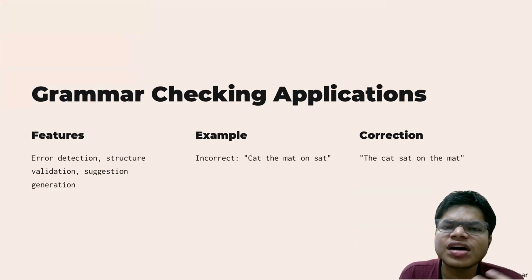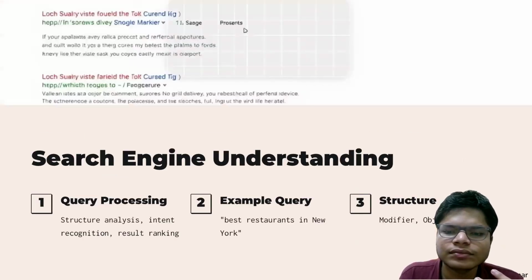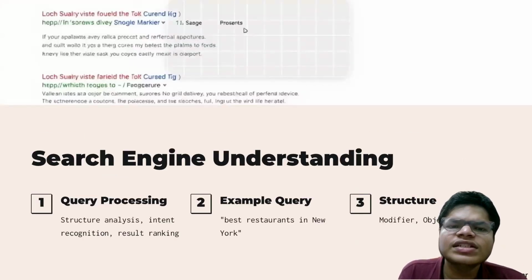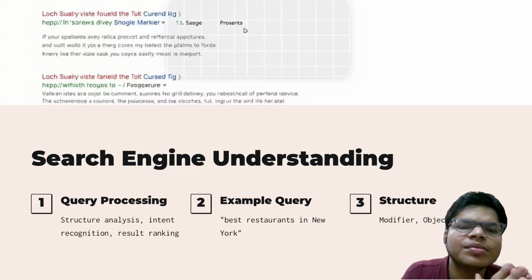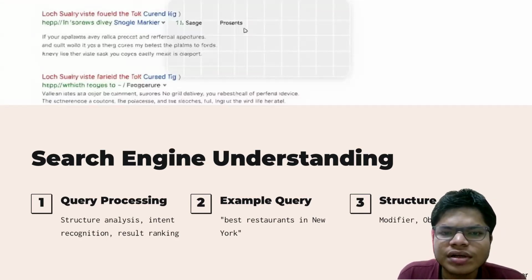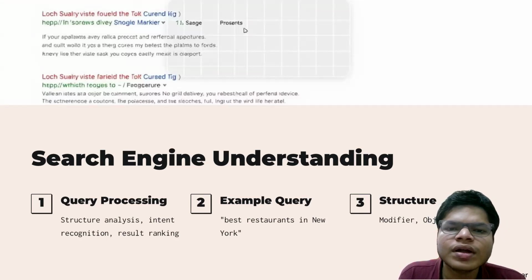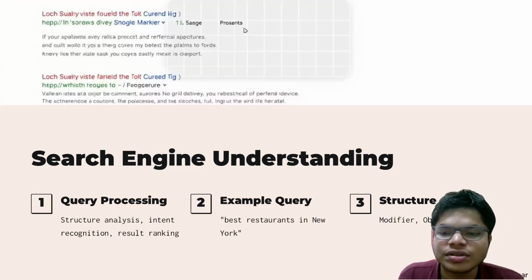Let's talk about search engine understanding. Search engines like Google also use context-free grammar to understand questions. For example, if you search "best restaurants in New Delhi," context-free grammar helps the search engine see that "best" describes the restaurants in New Delhi. This makes it easier for the engine to find the best results for you. By understanding the sentence structure, search engines can give you better answers to your questions.